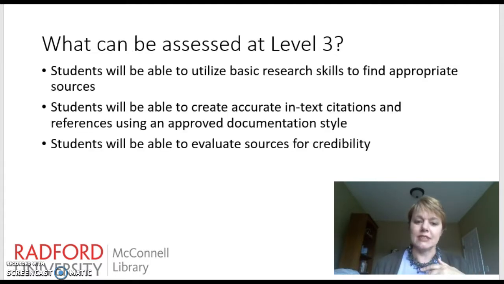Let me go through some examples. Here are 3 learning outcomes that are really common in information literacy. Students will be able to utilize basic research skills to find appropriate sources. Students will be able to create accurate in-text citations and references using an approved documentation style. Students will be able to evaluate sources for credibility.